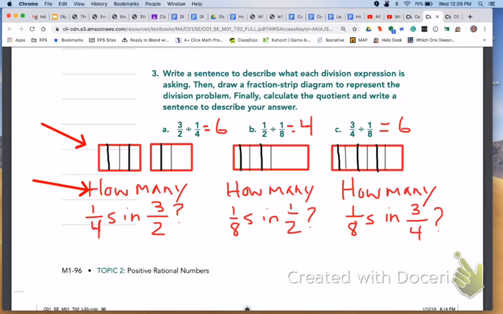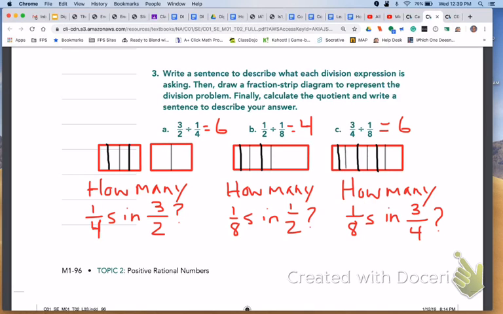Here's an example of what your fraction strip diagram could look like. And when we calculate the quotient, 3/2 divided by 1/4 is equal to 6. When I look at letter B, the sentence I am writing, how many eighths are in 1/2? Here's an example of what my fraction strip diagram could look like. And when I calculate my quotient, 1/2 divided by 1/8 is equal to 4.